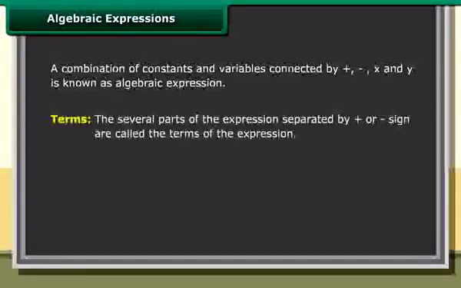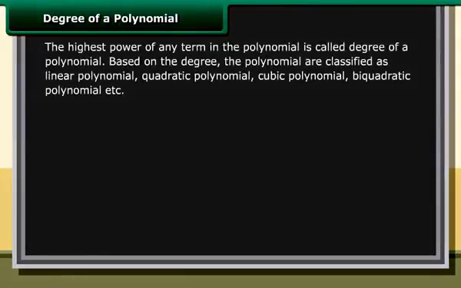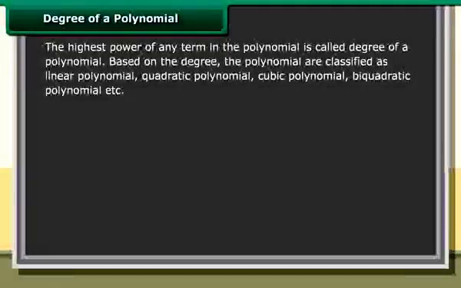Terms. The several parts of the expression separated by plus or minus sign are called the terms of the expression. Example, 2 plus 5x minus 8x square y plus 1 upon 5 xy square is an expression containing 4 terms. They are 2. Degree of a polynomial. The highest power of any term in the polynomial is called degree of a polynomial. Based on the degree, the polynomials are classified as linear polynomial, quadratic polynomial, cubic polynomial, biquadratic polynomial, etc.